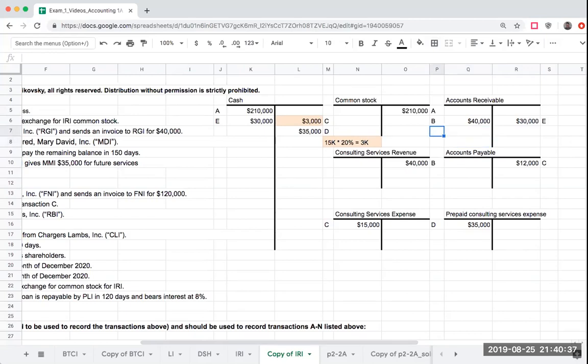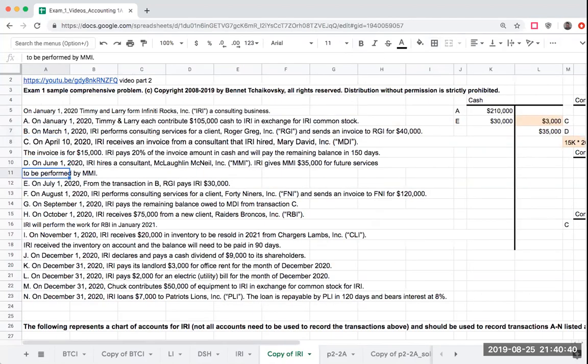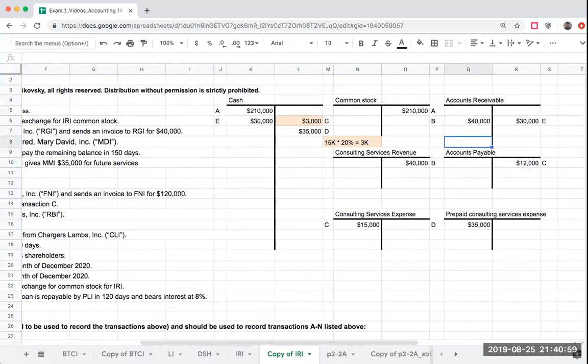Okay. So that's letter E. Let's take a look at the letter F. On August 1st, 2020, I perform consulting services for a client, 49ers Inc., and I send them an invoice for $120,000. So what do I want to do here for letter F? What do I debit and what do I credit? If I've performed services for somebody, what do I need to record? Revenue. How do I record revenue, with a debit or a credit? Credit.